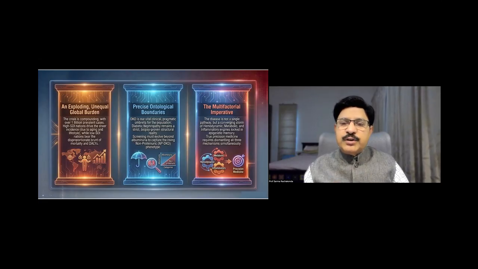True precision medicine requires dismantling all three mechanisms simultaneously and attacking all three: correcting the hemodynamic abnormality, correcting the metabolic abnormalities, addressing the inflammatory engines, and also trying to treat diabetes early to prevent the bad epigenetic memory, which I have already explained. This is called precision medicine.